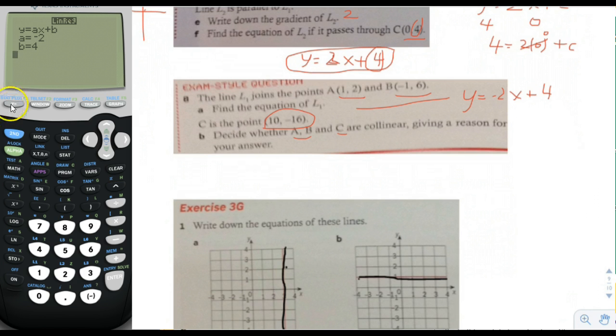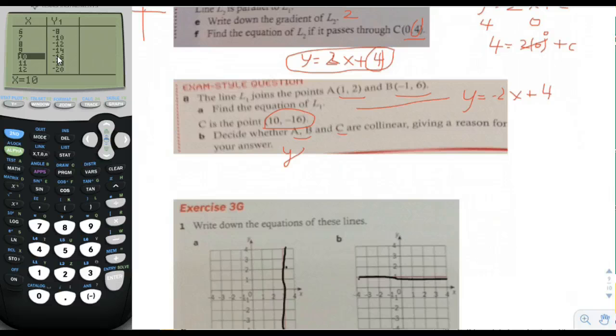And so the easiest way to do that is, we already know that A and B are on the same line, so we're going to put the equation, negative 2x plus 4, in the calculator, and then we're just going to check the table and see if the point (10, negative 16) is also on the line. So let's see. And it is, look, 10, negative 16. So yes, it's on the line.